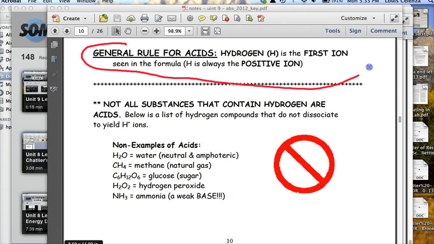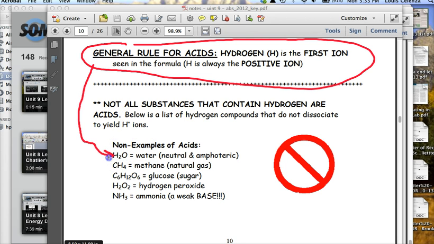This is extremely important, and this is what I was just talking about. There are a couple of exceptions to that rule, and one of the exceptions would be water, as is H2O2. These are not acids.